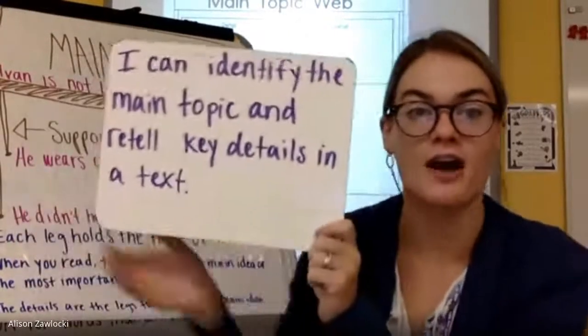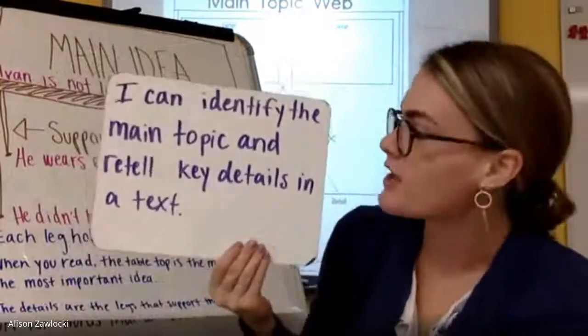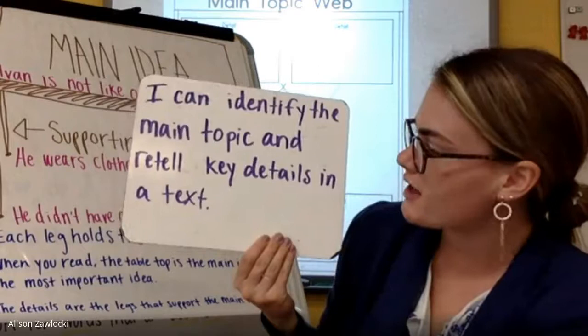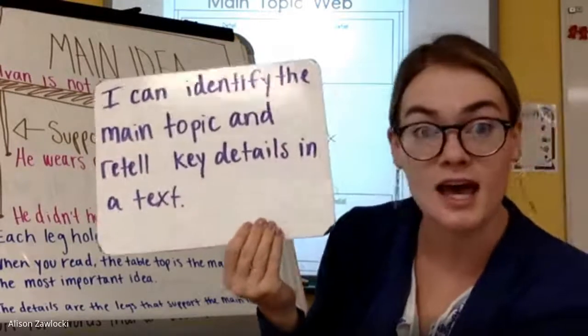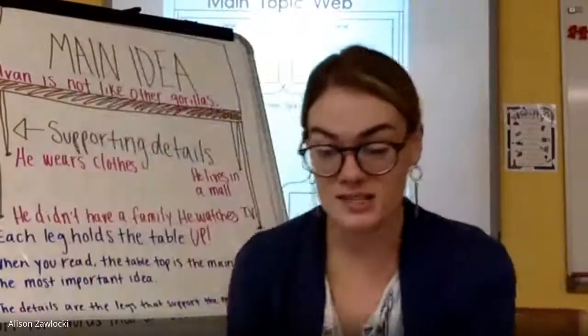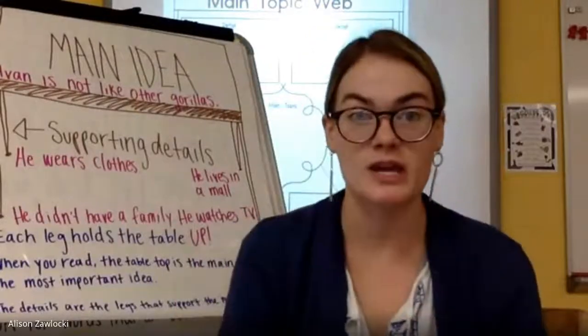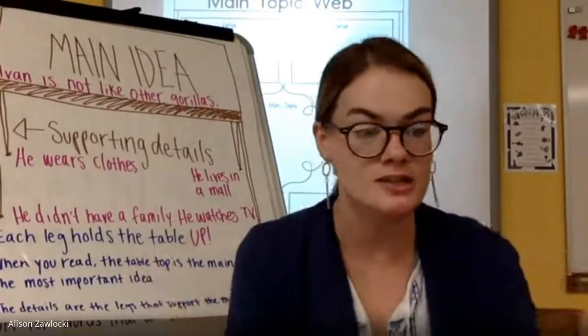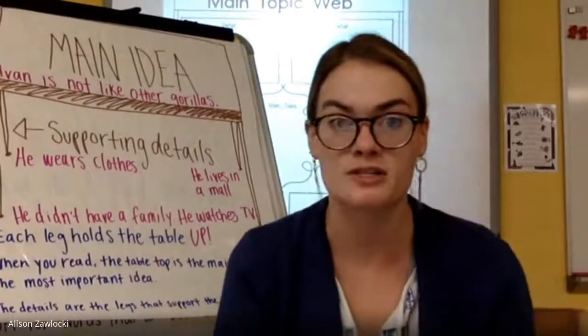Let's start by reading our I can statement today. I can identify the main topic and retell key details in a text. So this week, at the beginning of the week, we are going to review main topic and main idea, just like we learned last week. But before we do that, let's go over some sight words.